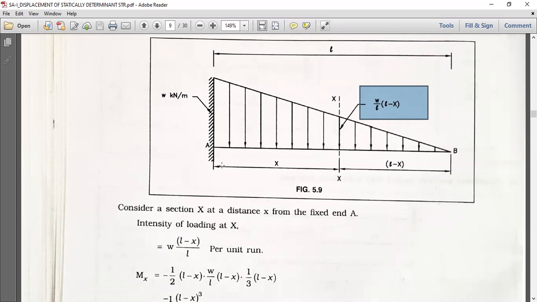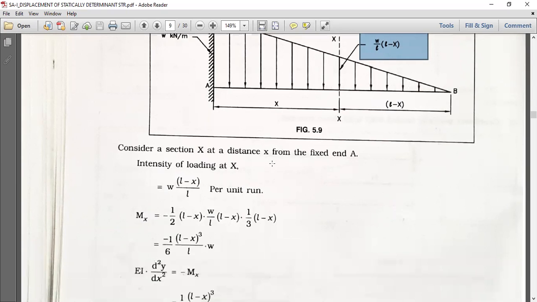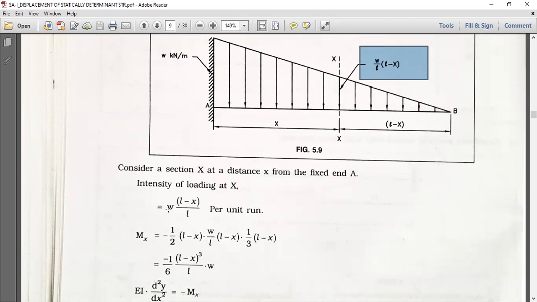Length L, somewhere x, take XX, and the rest of the distance is L minus x, because the total length is L. This length is x, and the rest of the length is L minus x. Intensity of loading at x is equal to W into the particular distance divided by L per unit run. That's why W into L minus x divided by L.